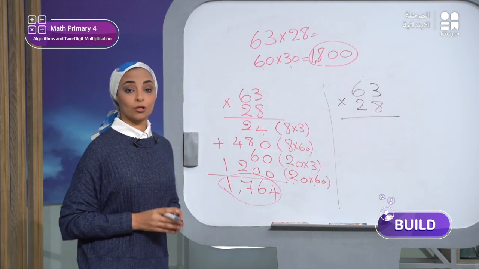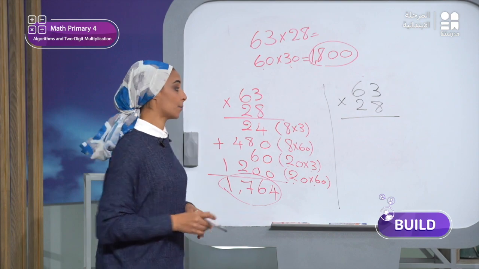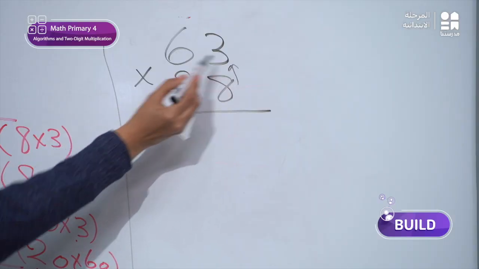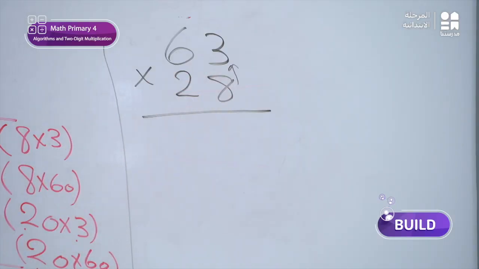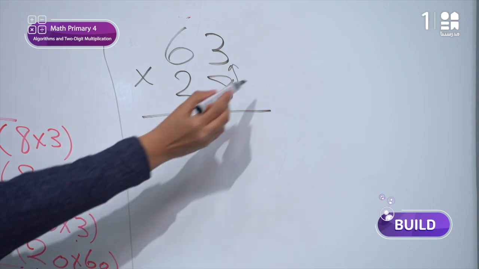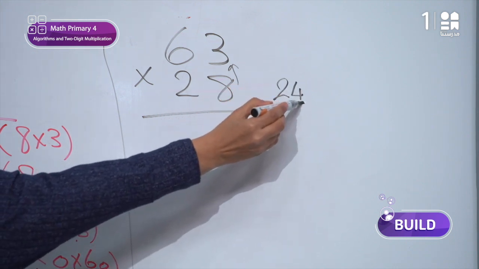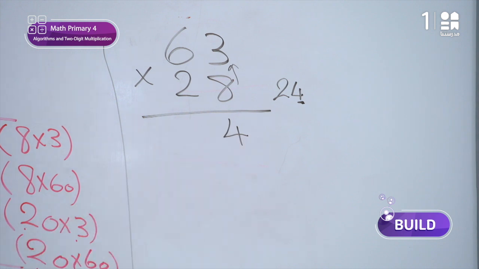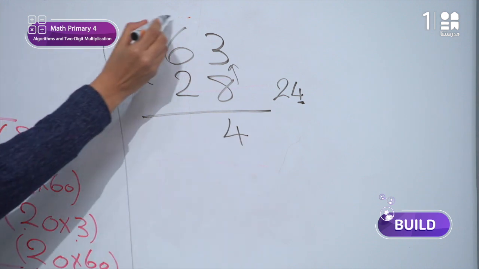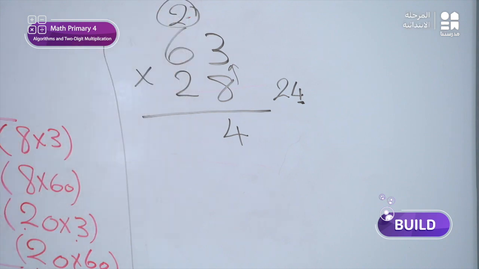In the standard algorithm, I must start with the ones. 8 times 3. 8 times 3 equals what? 24. So, like you see here, 4 is ones, so I'll put it here, and I will regroup the 2 on the tens. I'll put 2 here, regroup 2 here.